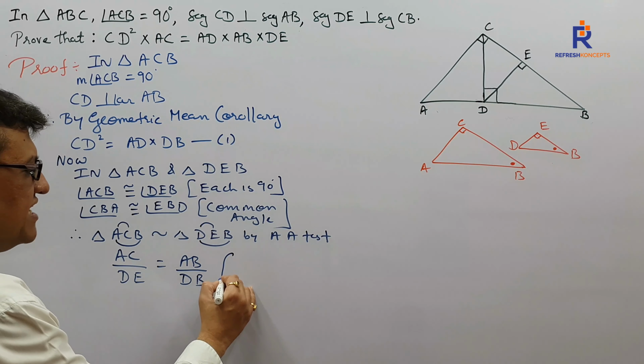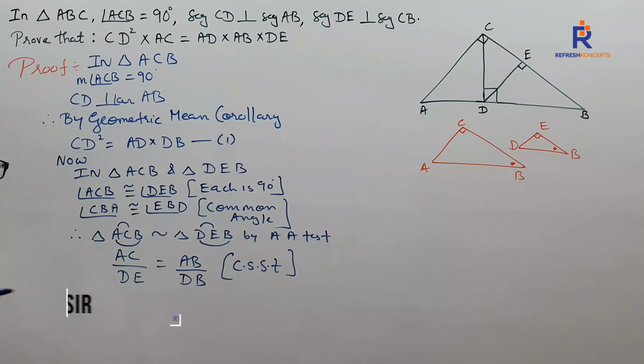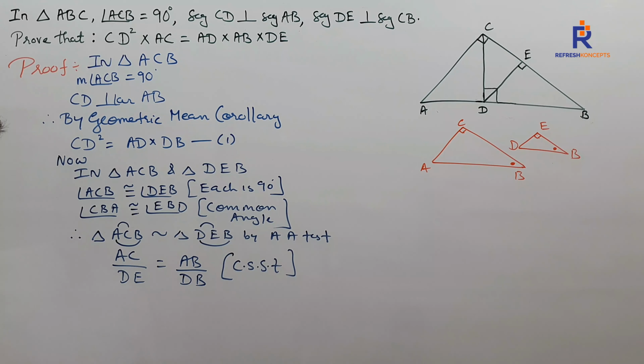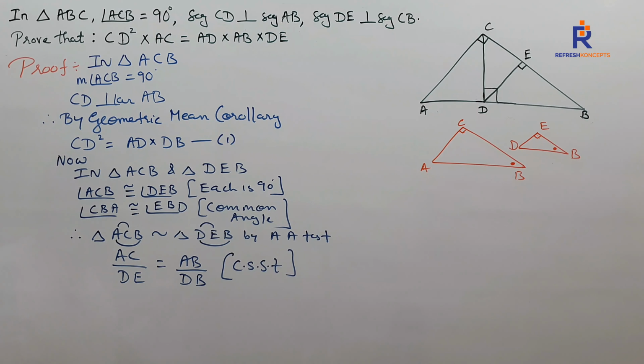Skip out. Can I say CSST? I have said this multiple times. No shortcuts. Corresponding sides of similar triangles. Now, what further? Now I don't know what to do. I look at the question. Whenever you fail to understand what is to be done, always look at the 'to prove'.